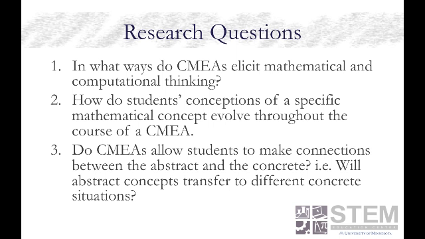And that leads to the second question. How do students' conceptions of a specific mathematical concept evolve throughout the course of a CMEA? And then the next question, which would happen after these first two have been, not necessarily answered, but at least explored on a first go-around, is: do CMEAs allow students to make connections between the abstract and the concrete? Or in other words, will abstract concepts transfer to different concrete situations? The idea being that if they can transfer, then they have made connections between abstract and concrete.